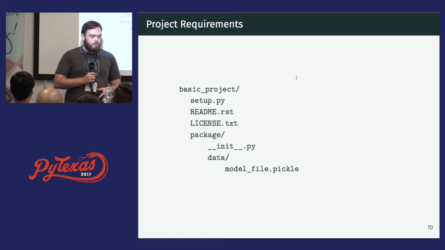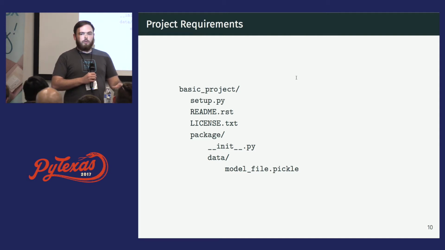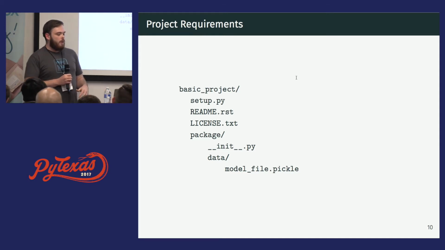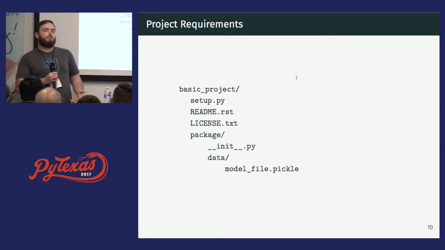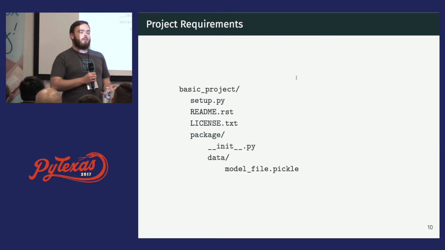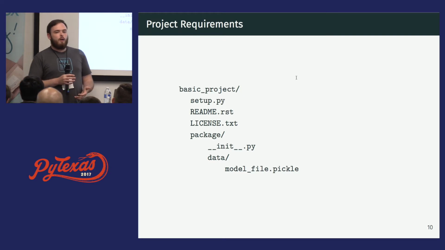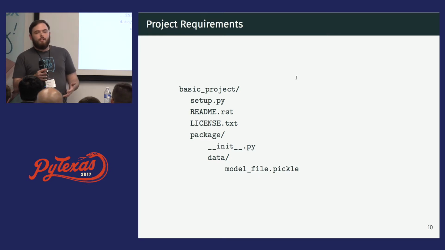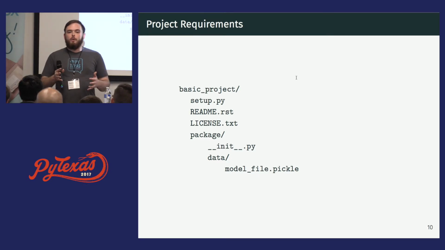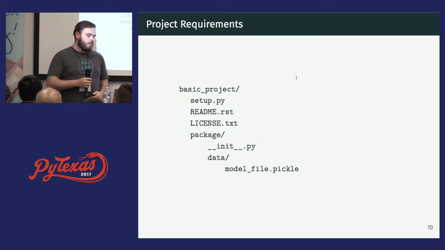So the basic requirements. Here's what a basic package directory, a project directory, will look like. You don't strictly have to have a license, but especially if you're distributing it on, let's say, the Python packaging index, it's a good idea. If you don't have a license, people can't really use your code. And you want to at least have maybe an MIT license if you're really open about sharing, because that at least protects you from liability if your code breaks someone's stuff.